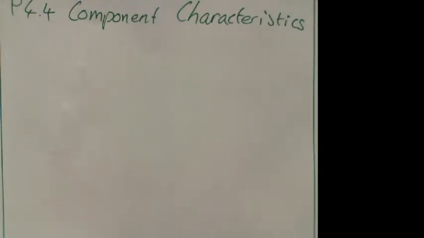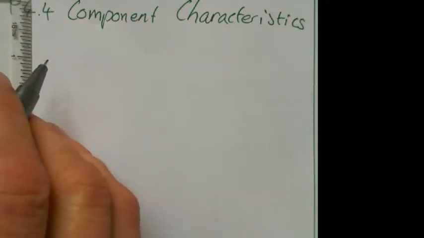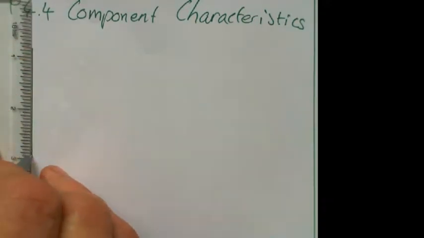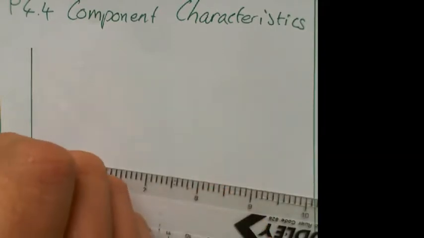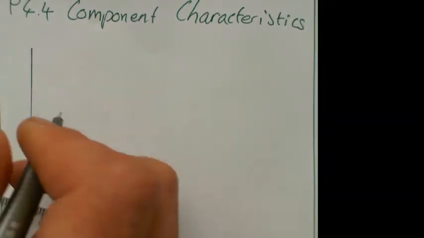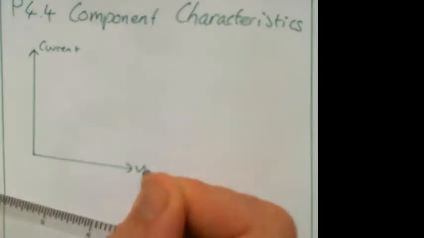Okay, so 4.4 component characteristics. I'm going to look at some more IV curves. Last lesson we looked at the one for resistors only. So let me just show you that one again, just so that we've got some understanding about what's going on. So an IV curve is measuring how the current changes when the voltage changes.